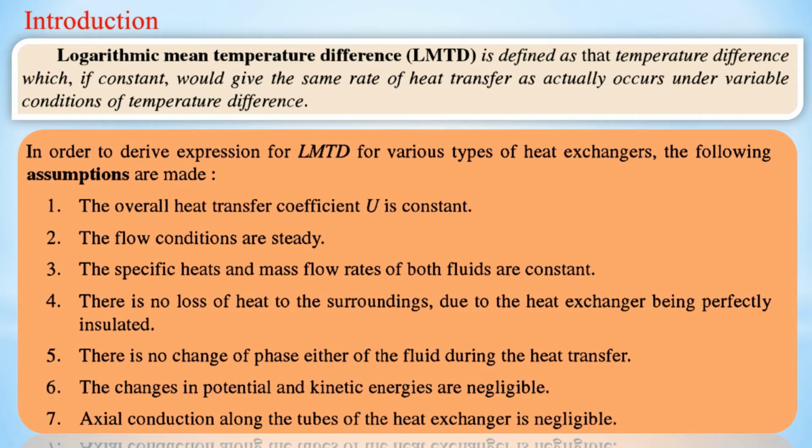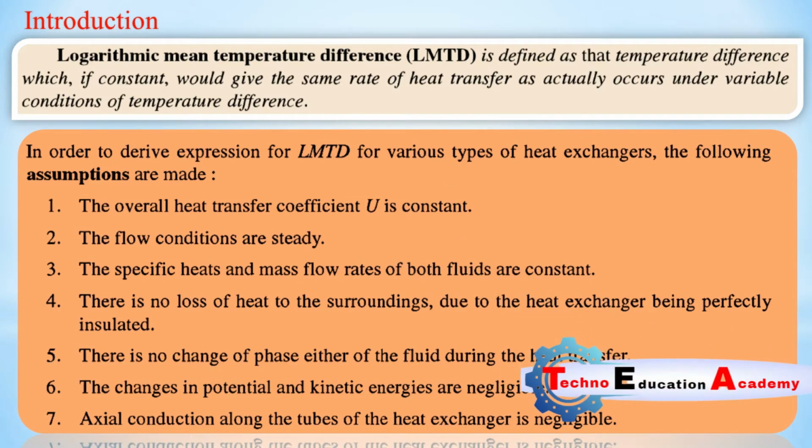There are a few assumptions whenever we derive the LMTD equation for counter flow. At that time we consider the overall heat transfer coefficient to be constant. As we know, whenever we discuss combined conduction and convection cases, we consider the overall heat transfer coefficient, and it remains constant. The flow conditions are steady. The specific heat and mass flow rate of both the fluids remain constant. As we know, specific heat is a function of temperature, but for simplicity, here we consider that it does not change with temperature.